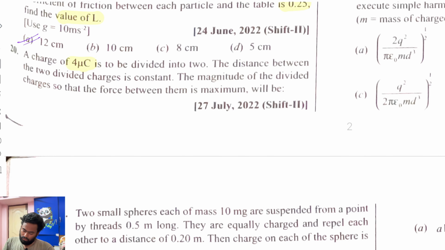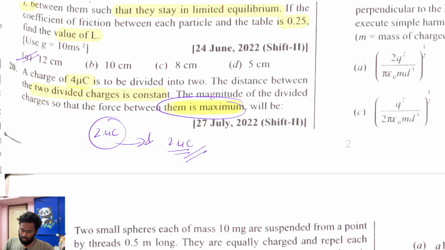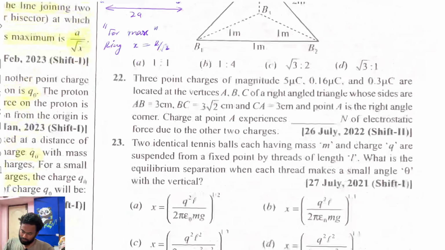Four microcoulomb divided into two parts. Distance between them is constant. Magnitude of divided charge, force is maximum. For force maximum, what you will do? Half charges. So 2 microcoulomb and 2 microcoulomb. Okay. That is our answer. We will divide them equally so that force between them will become maximum. Next question.